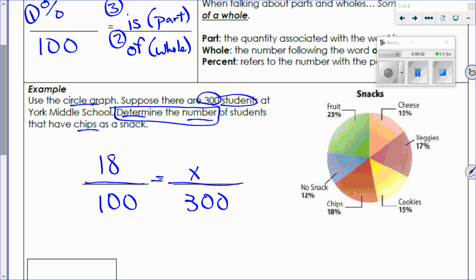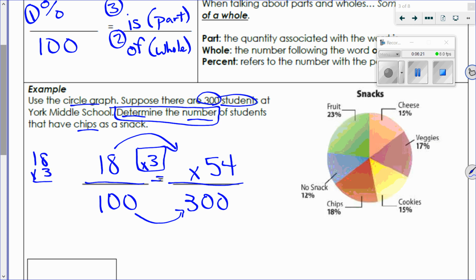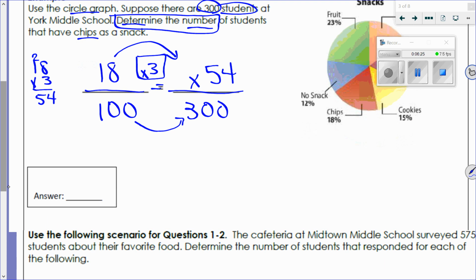So I don't know here. Here's where our magic box comes back in. How do I go from 100 to 300? Times 3. So guess what I do to the 18? Times 3. For those of you who don't see that, 18 times 3, 24, carry the 2, 54. So my answer is 54 students have chips for snack.